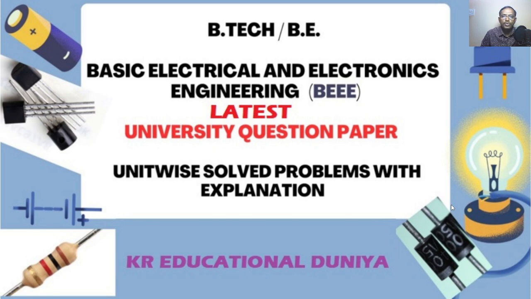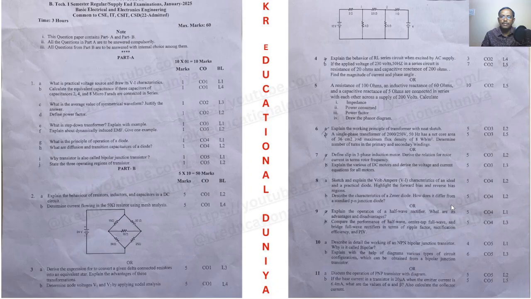Here today we are going to see the BTech or BE Basic Electrical and Electronics Engineering latest university question paper. We will see short questions as well as long question problems with explanation. This is the latest question paper, January 2025 university question paper, which will be applicable for all years of the BEEE subject, basic electrical and electronics subject.